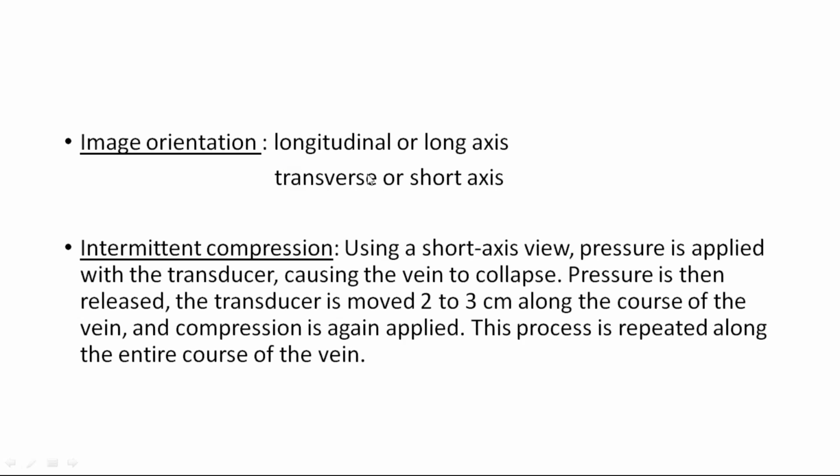The image orientation is seen in long axis or short axis of the vein. The short axis is known as the transverse axis, and the long axis is known as the longitudinal axis. Intermittent compression is used in the short axis, that is the transverse axis. Pressure is applied with the transducer, causing the vein to collapse. Pressure is then released. The transducer is moved 2 to 3 centimeters along the course of the vein, and the compression is applied again. This process is repeated along the course of the vein.